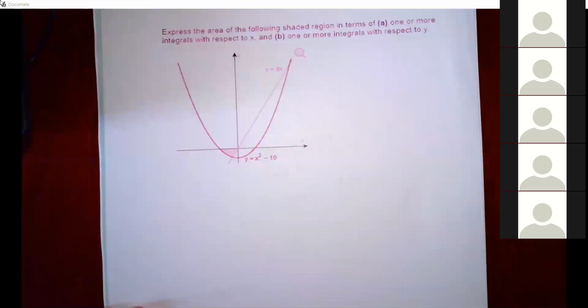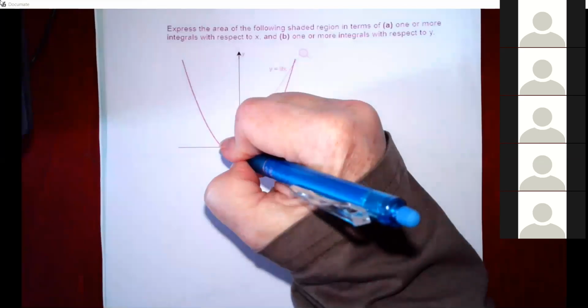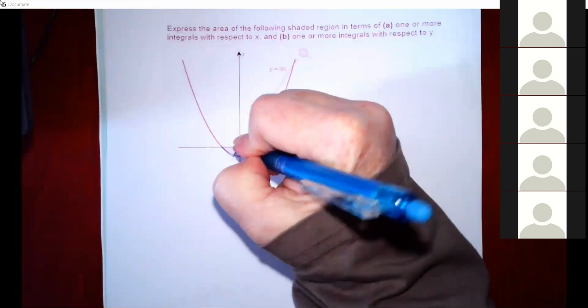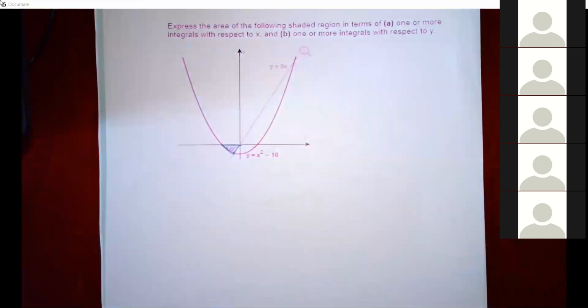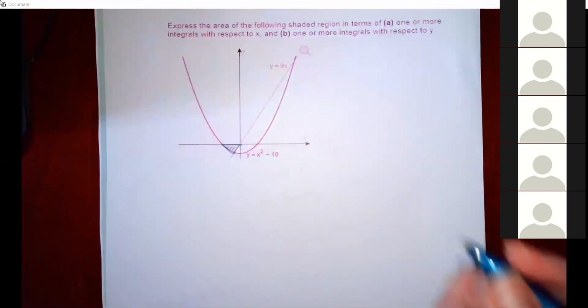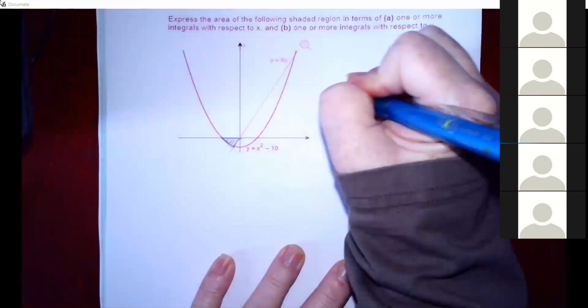All right, so let's look at this one because this one's a little bit weird. In this particular one, they ask us to set it up 2 ways, one with respect to x and one with respect to y. So the region that we're looking for here is this little weird shape right in here. That's what is being shaded. Okay. So I'm going to kind of blow that picture up right over here because that's just too small for me.